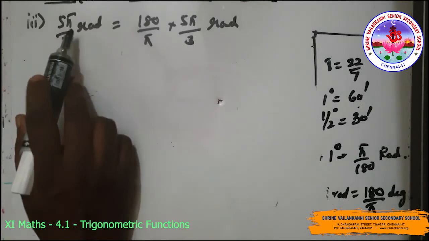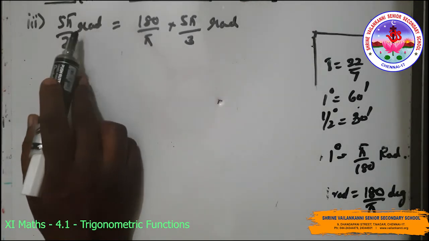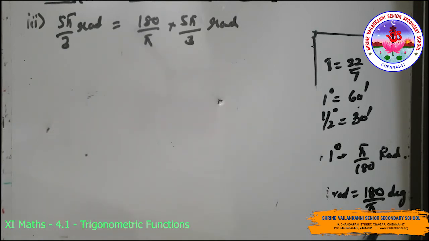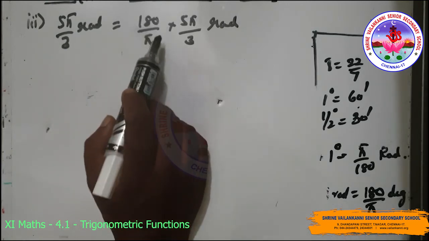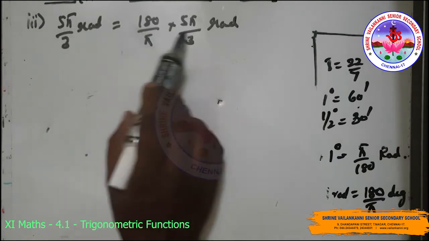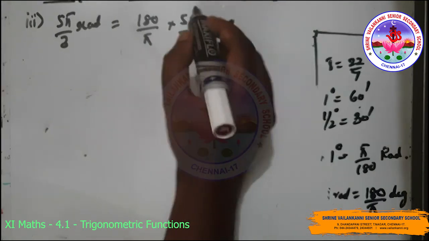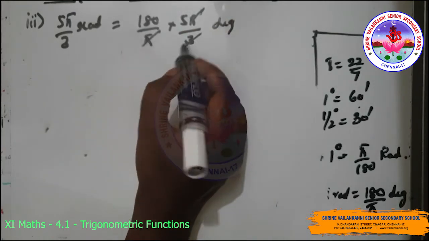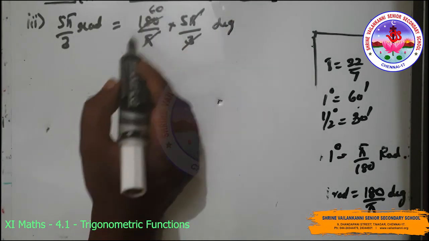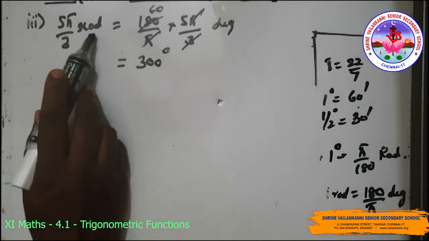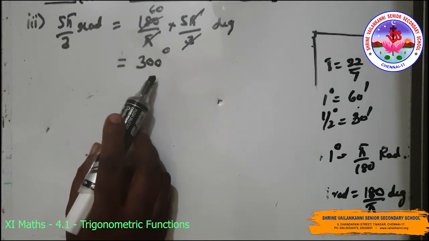So third one, 5 pi by 3 radians. We have to convert this into degree. So 1 radian, which is equal to 180 by pi into degree. So 180 by pi into 5 pi by 3 degree. So cancelling pi, so 60 times 5, which is equal to 300 degree. So 5 pi by 3 radians, which is equal to 300 degree.